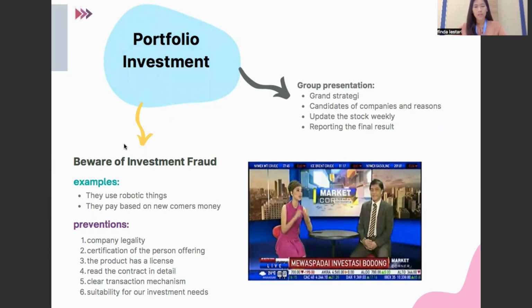Our professor said, when he was on television news, beware of investment fraud. What is an example? They use robotic things and pay using newcomers' money. And then he said how to prevent that. The company needs legality. We have to know the legality and also about the person and the product they are offering. We need to see the license of the person and the product. We should also read the contract in detail, and know how clear the transaction mechanism and the sustainability of our investment are.